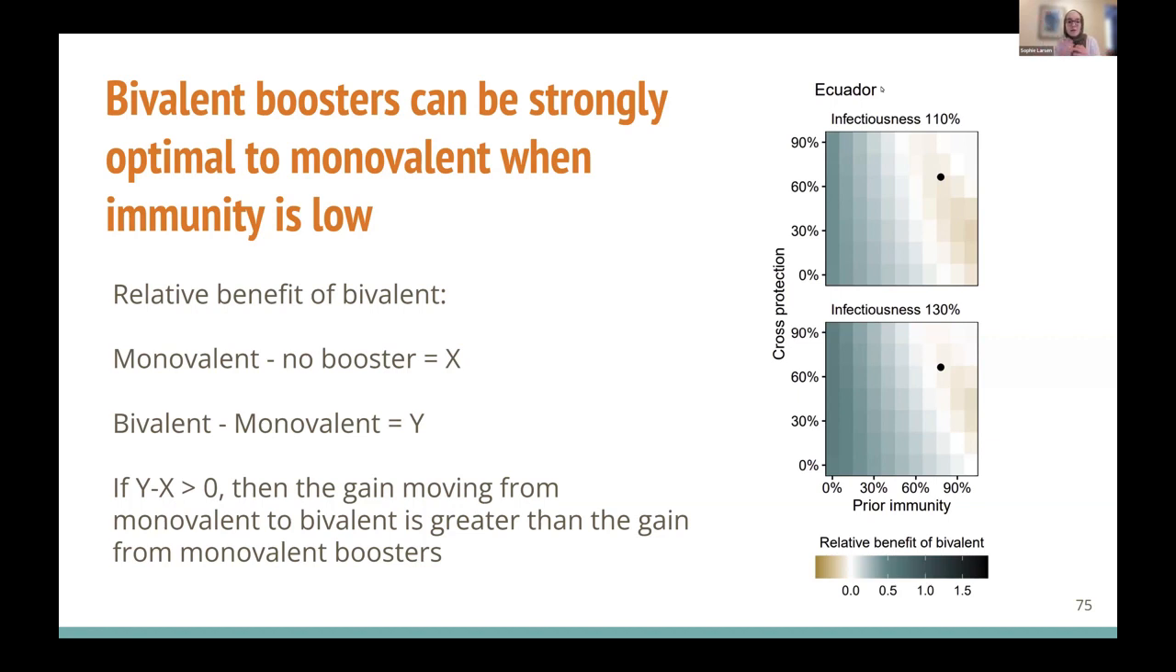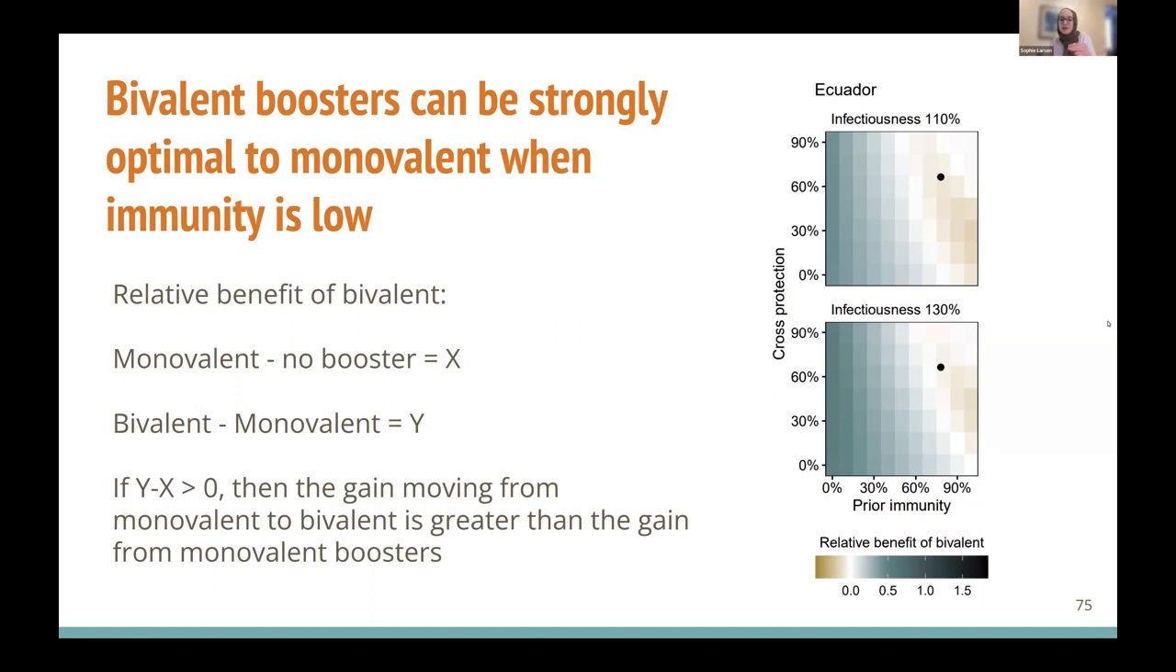And so how we're measuring this is we look at monovalent deaths minus the no booster scenario, right? That's our X, our jump from no booster to monovalent. And then our Y is our jump from monovalent to bivalent. If Y minus X is bigger than 0, then the gain we get moving from a monovalent vaccine to bivalent is bigger than the gain we get moving from no booster to monovalent. So this is a little bit tricky, but the way to think of it is as a diminishing return.